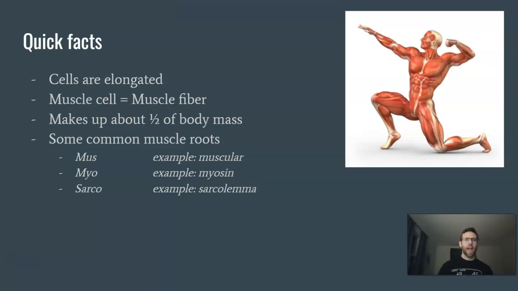Muscle makes up about half of your body mass, and then there are some common muscle roots that I want you to watch out for. All right, so there's MUS, so that'll show up in many different words. For example, muscle or muscular. Myo will show up quite often, like myosin. That is one of the key proteins in muscle that really make your muscles contract. We'll talk about that eventually. And then sarco shows up in a few different places, like sarcolemma, which is just a fancy way of talking about the cell membrane of a muscle fiber.